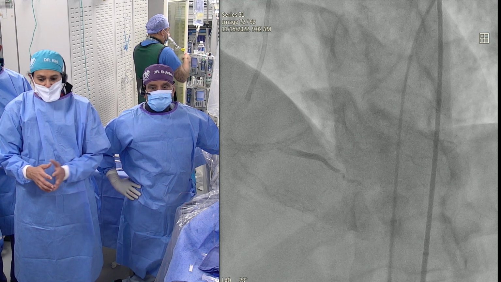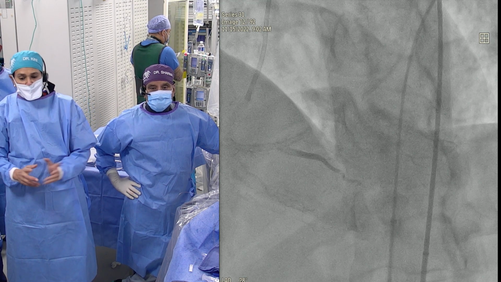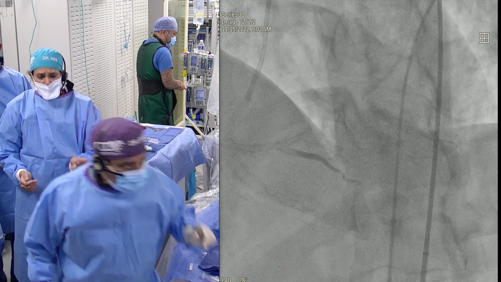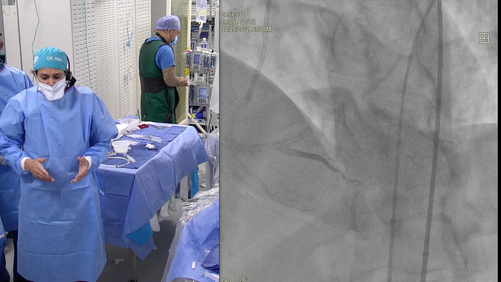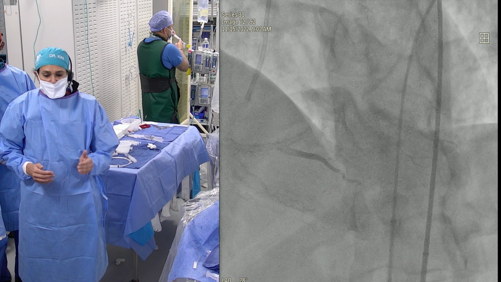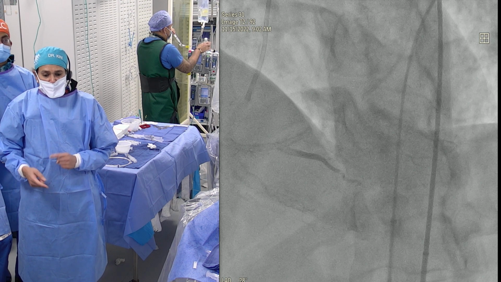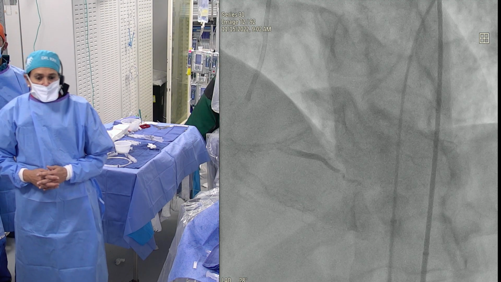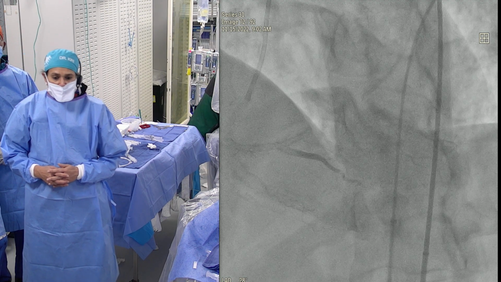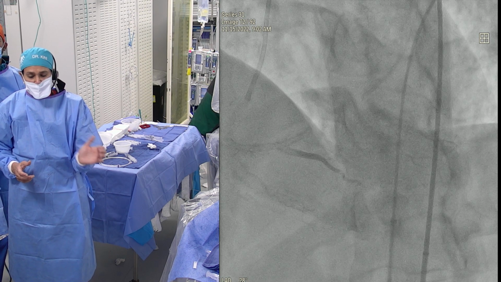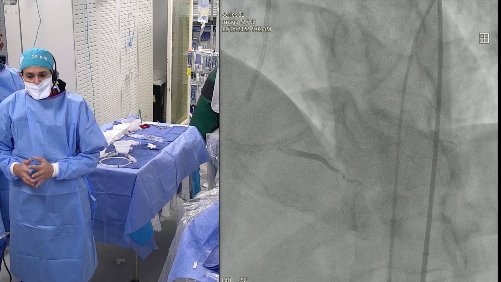Now the question is the same, which we tried: do we enter into the main branch, which is the PDA, before we stent? We tried doing that, and if we had persistently tried to go into the PDA, unlike the way we did, there was a lot of dissection and it would take a longer time and radiation and dye. So that's why we said, okay, let's stent the proximal part, which we did, and then you can cross.